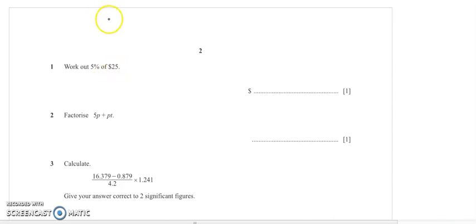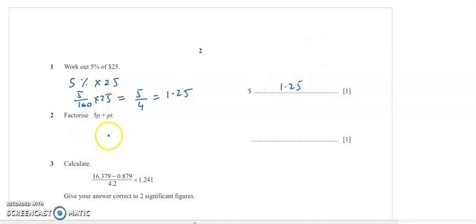Here we have our first question: work out 5% of $25. So it will be 5% multiplied with 25. That is going to be 5 out of 100 times 25. That will give you 5 over 4. And this will give 1.25.